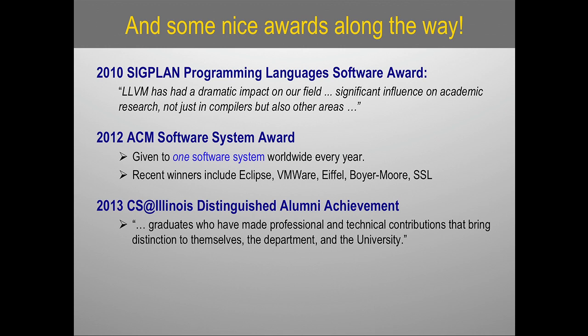I think a much bigger and more important award was given by all of ACM, which is the ACM Software System Award, which is given to one system worldwide. And the winners list is just breathtaking. It's quite amazing, the list of things that are on there. But even some of the recent winners are quite interesting. And then Chris won the Computer Science Distinguished Alumni Achievement Award this year for all of his work on LLVM.